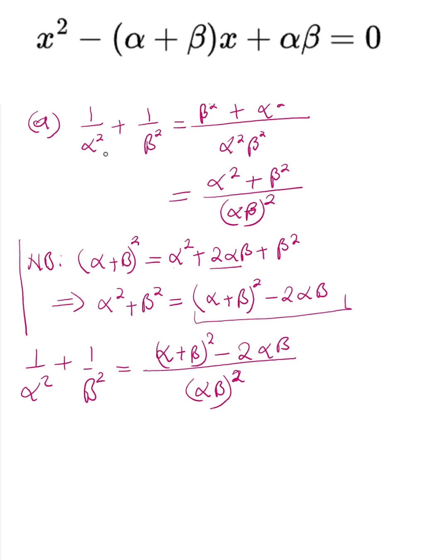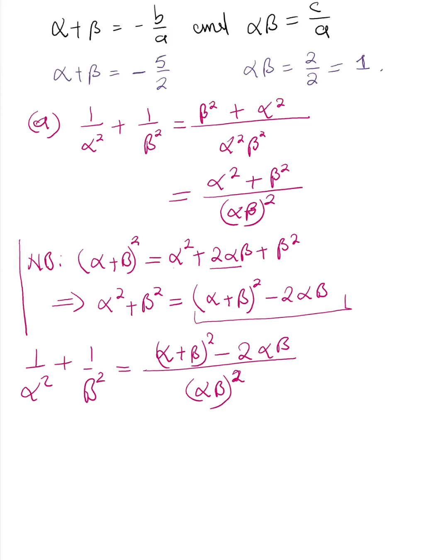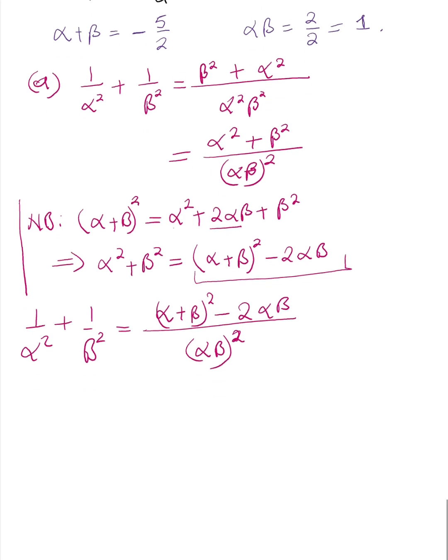So what did I do? First of all, I expressed the sum as a single expression, but in the numerator I have alpha squared plus beta squared. So I find an expression for alpha squared plus beta squared because I only know alpha plus beta and alpha beta. So my expression only needs to have alpha plus beta and alpha beta.